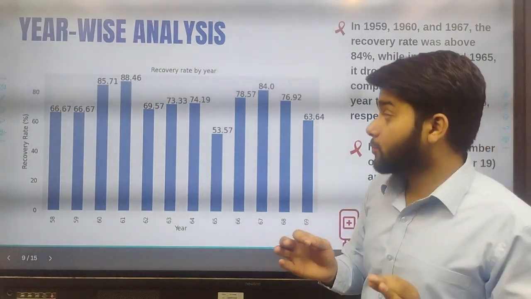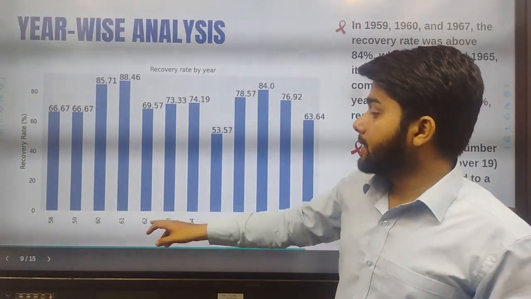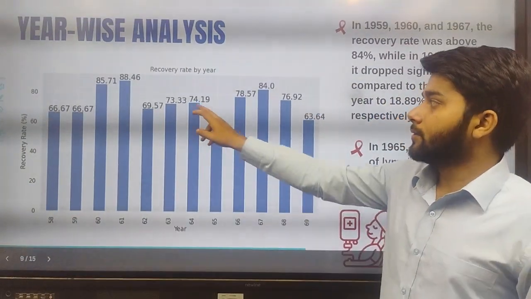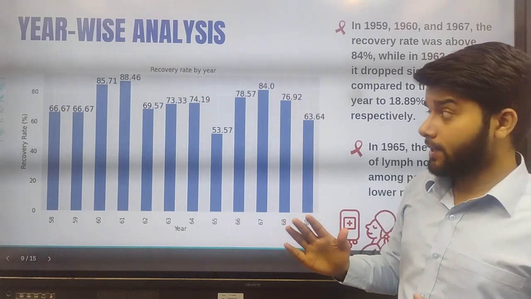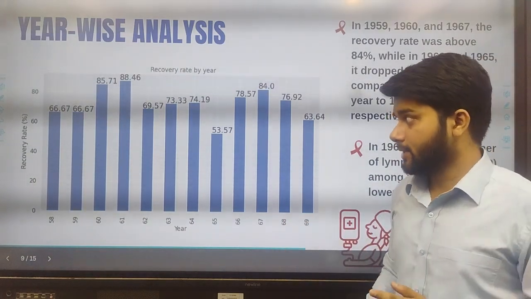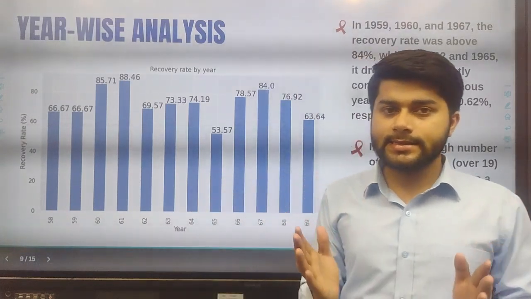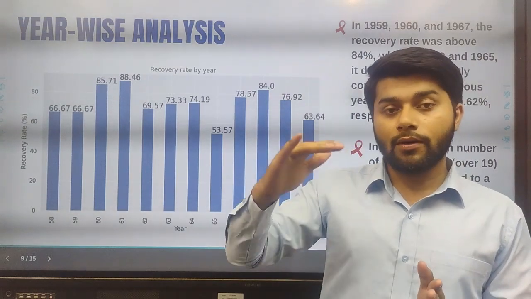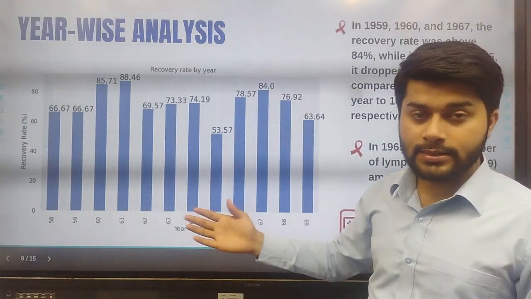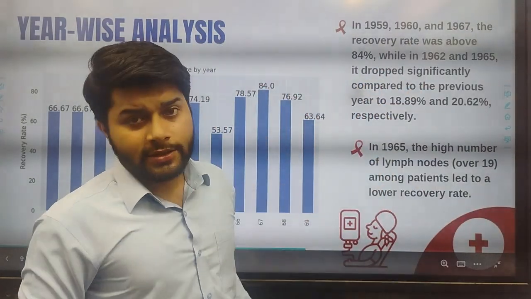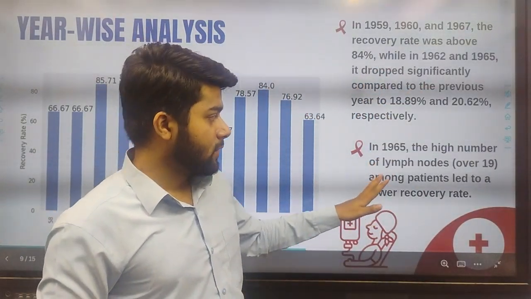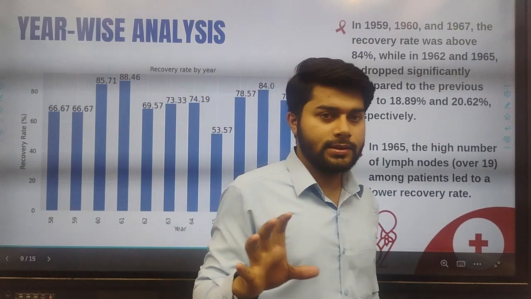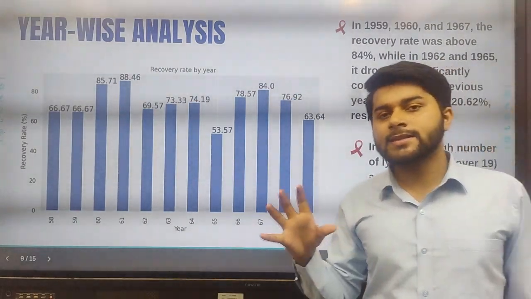But there is another point we have to consider: in the years 1962 and 1965, the percentage dropped significantly. You can see it's around an 18 to 20% decrease compared to the previous year. So we have to check the reason behind why the recovery rate, or survival rate, dropped significantly for some of the years in this range. If I talk particularly about 1965, the number of lymph nodes is much higher. So there is a question we have to consider: what's the reason behind that?